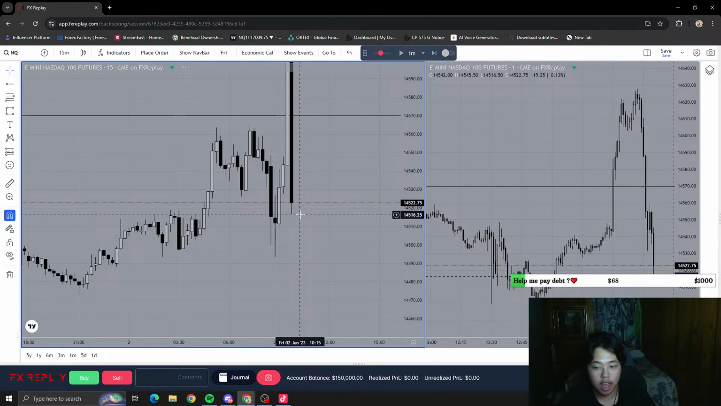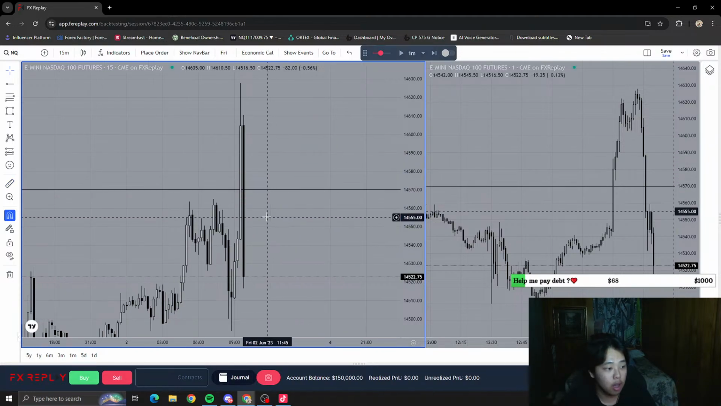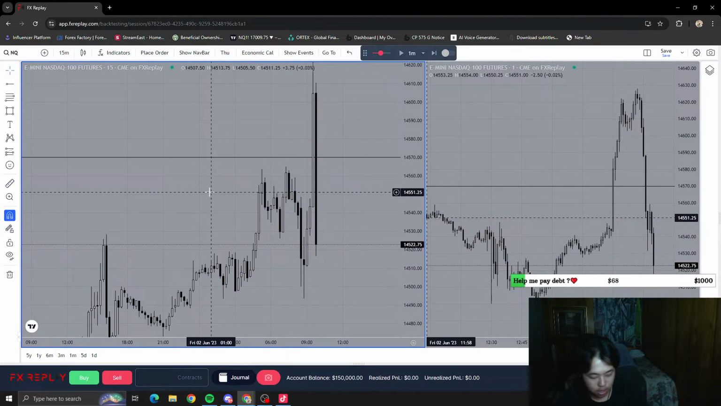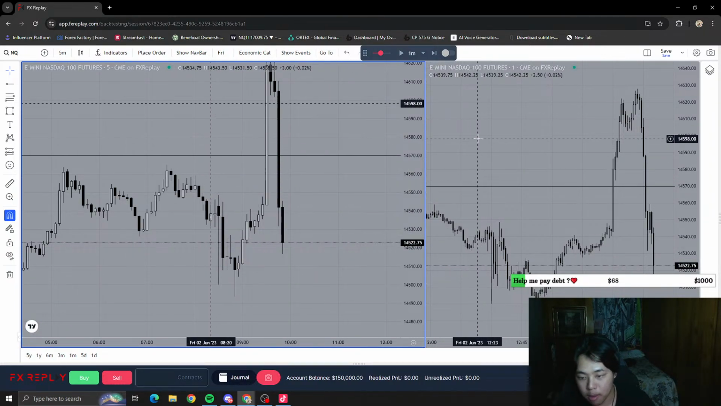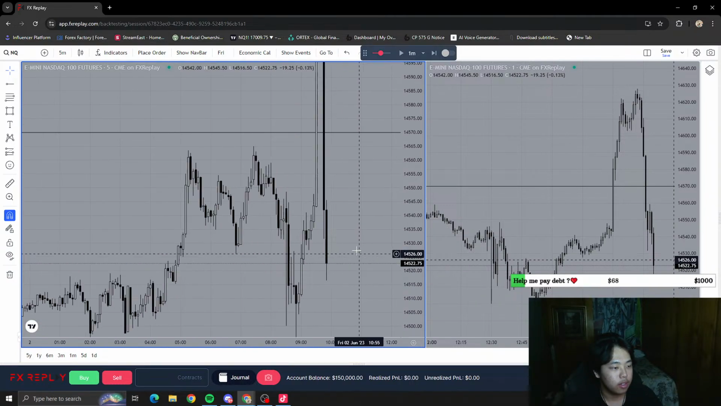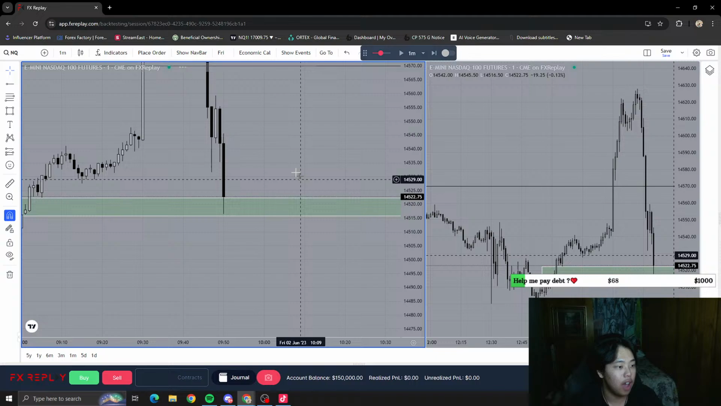I do realize that we swept this high, but we closed above the high. So make sure you use the weighting method. Weighting method is the best, I'm telling you. Market maker model, SMT, and inverse fair value gaps is all you need. Yes, sir. I'm still very bullish. I want to see this 5-minute hold.